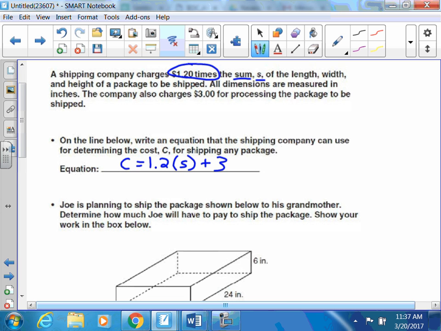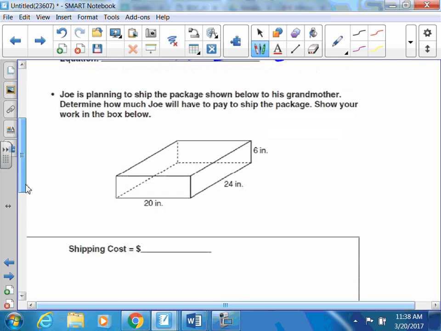If you had C equals 1.2 parentheses, and then you had the length plus the width plus the height, and then plus 3, that'd only be worth 2 points. You'd actually lose a point because you're using variables they didn't ask you to use. We want you to use S for the sum of the length, width, and height. So now you have the equation done.